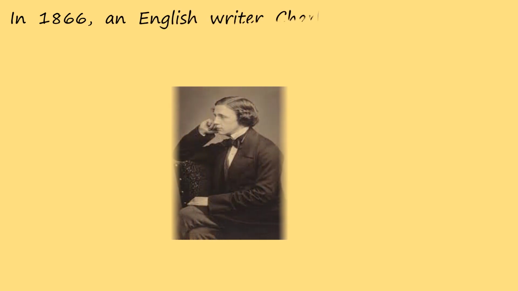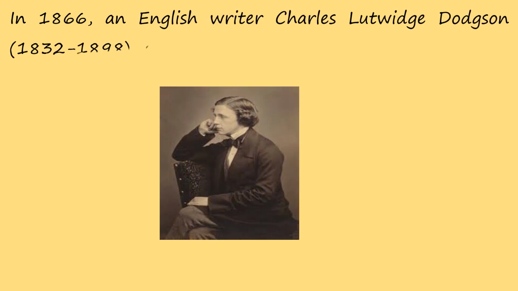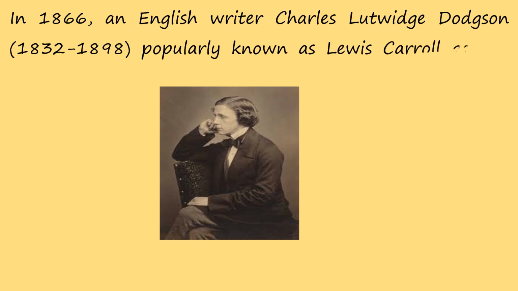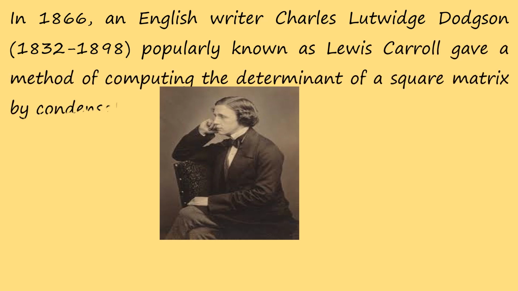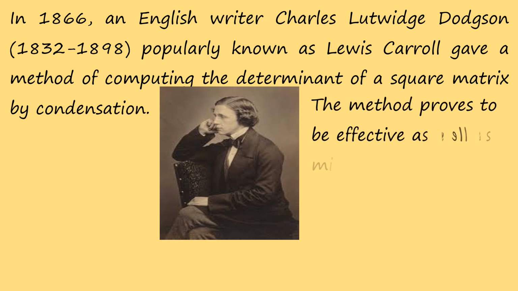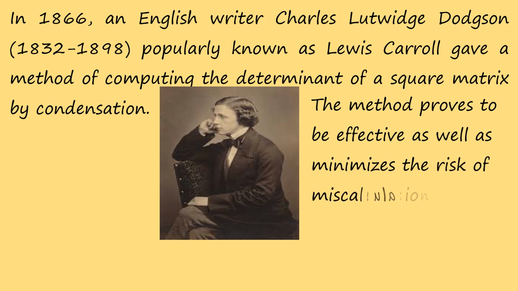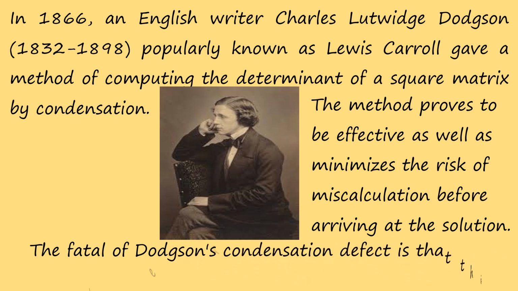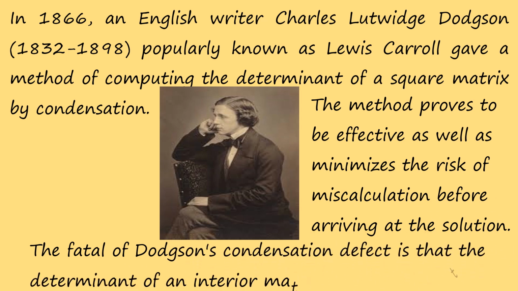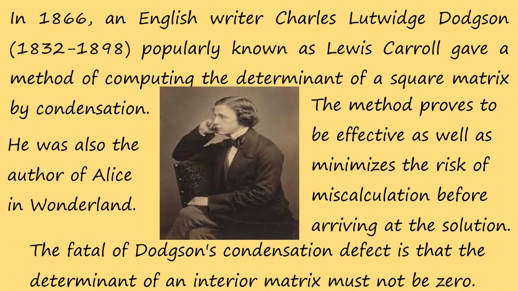In 1866, an English writer, Charles Dodgson, popularly known as Lewis Carroll, gave a method of computing the determinant of a square matrix by condensation. The method proves to be effective as well as minimizes the risk of miscalculation before arriving at the solution. The defect of Dodgson condensation is that the determinant of an interior matrix must not be zero. He was also the author of Alice in Wonderland.